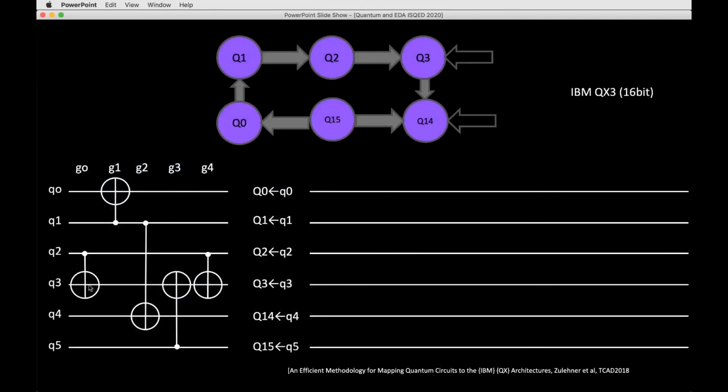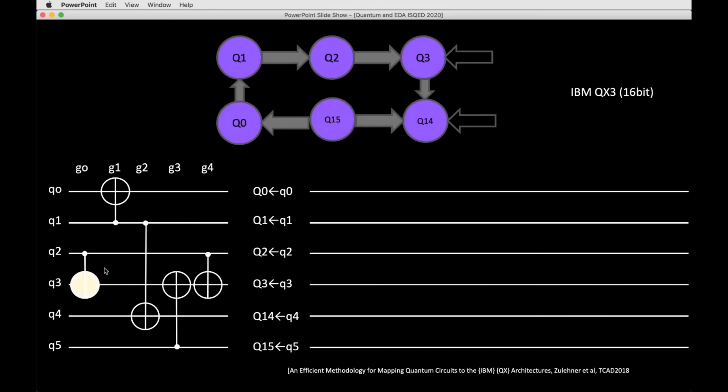We have 1, 2, 3, 4, 5 CNOT operations operating on 6 logical qubits, and we want to map this onto a subsection of one of the 16-qubit machines. One thing I did not mention is that there is direction between the qubits. The coupling direction means we can entangle Q0 with Q1, and the CNOT operation can only go one way. In our current architectures, it's not bidirectional. So let's look at a simple mapping algorithm.